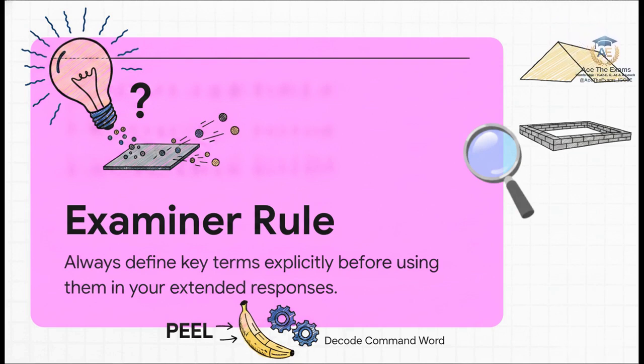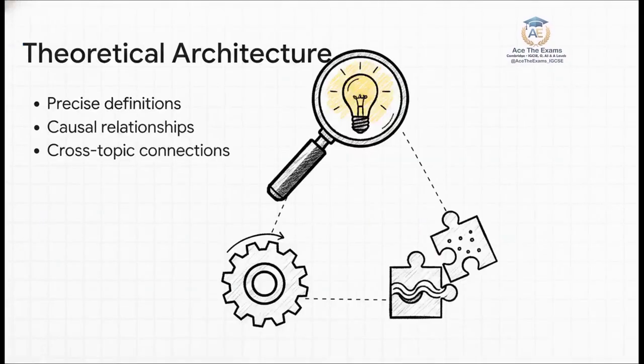Think of it like trying to build the roof of a house before you've even poured the concrete foundation. It doesn't work. You need to decode the command word, which is usually something like explain or analyze, and then use that PEL framework we talked about. Your opening point should very often be rooted in a crystal-clear textbook definition of the phenomenon. This builds directly into what we call the theoretical architecture for top marks.